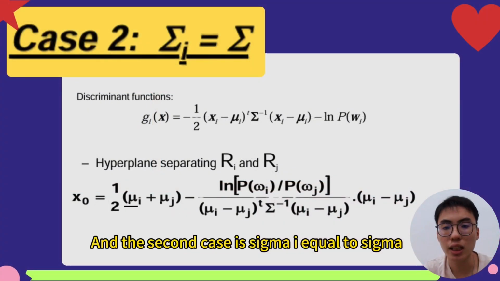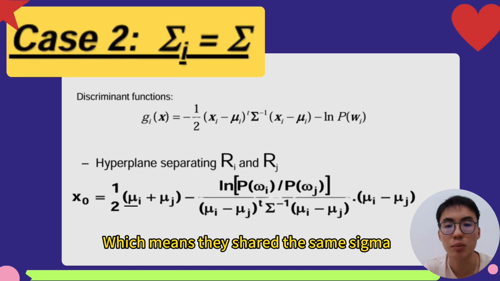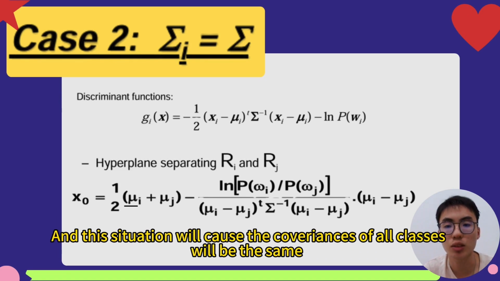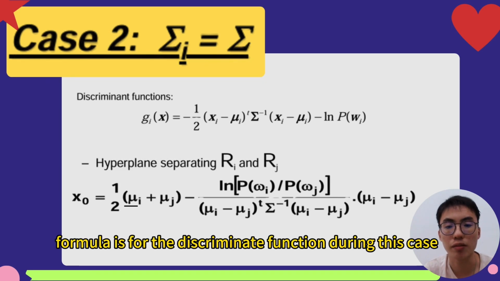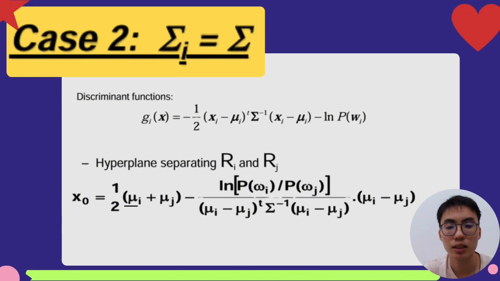The second case is sigma i equals sigma, which means all classes share the same sigma, and this situation causes the covariance of all classes to be the same. And this shows the formula for the discriminant function in this case.